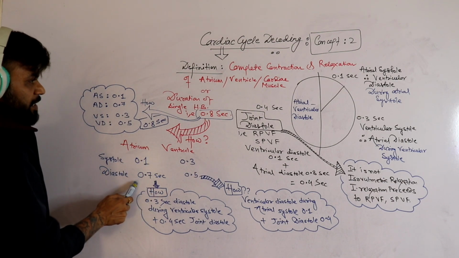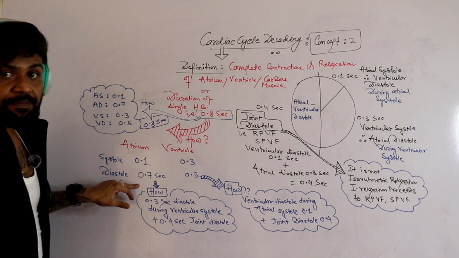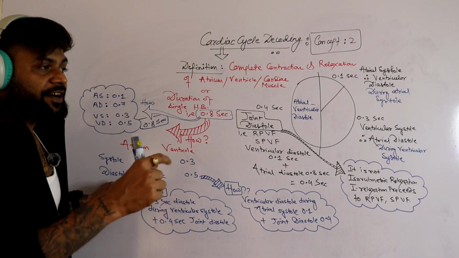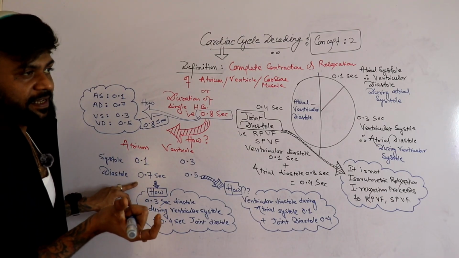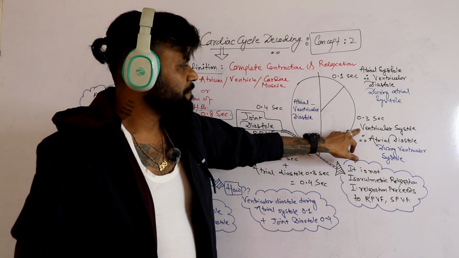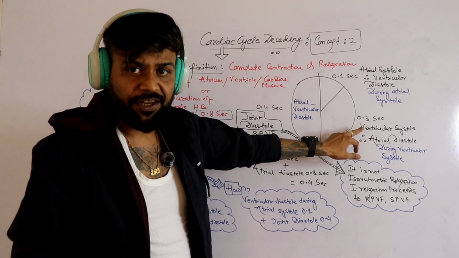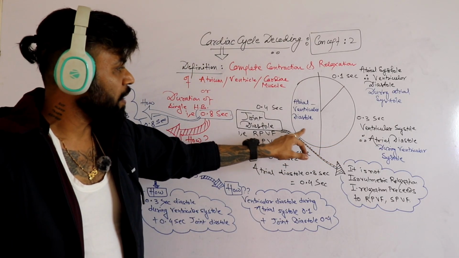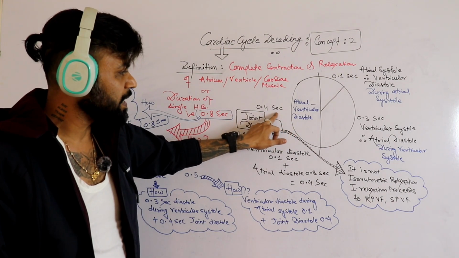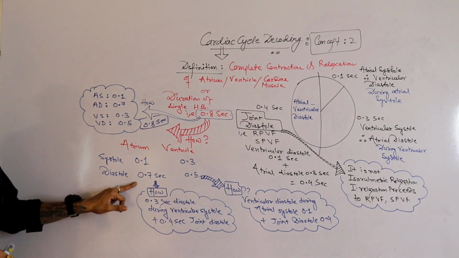And atrial diastole is 0.7 seconds. How come this is 0.7 seconds, sir? Because I already told you in the last cardiac cycle lecture that the atrial diastole is the longest event in the cardiac cycle. So this 0.7 second, how to decode it? See this, during ventricular systole of 0.3 second, atria was in diastole, that makes 0.3 seconds also. And during joint diastole, atria was relaxing, that is 0.4 seconds. So 0.4 second plus 0.3 second gives you 0.7 seconds.